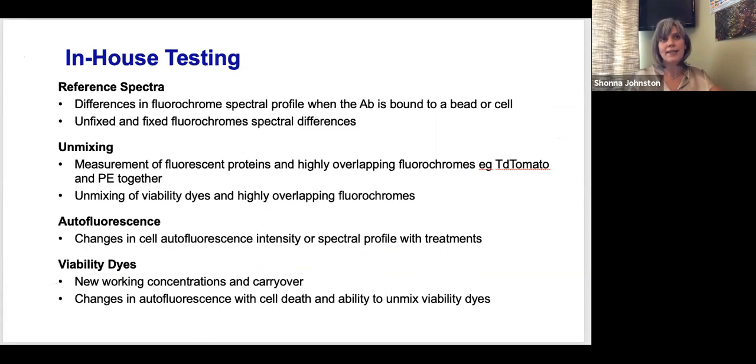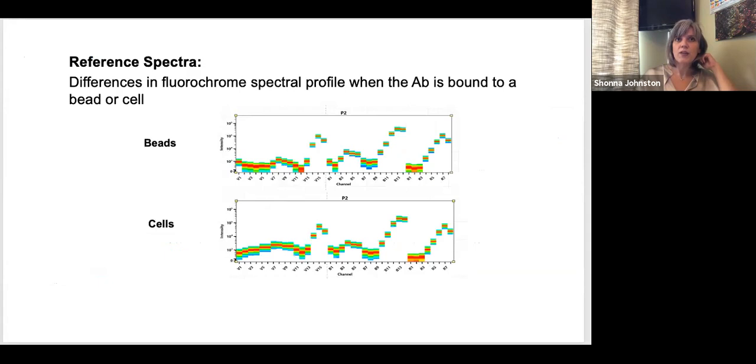So in-house testing, we've obviously been doing a little bit to see how well the machine's working so that we can test it and give people advice on what we think it's useful for. So we were looking at reference spectra, we've been looking at unmixing, autofluorescence and viability dyes quite a lot as well. So one thing with the reference spectra is we were interested in differences in the spectral profile when the antibody is bound to a bead or a cell.